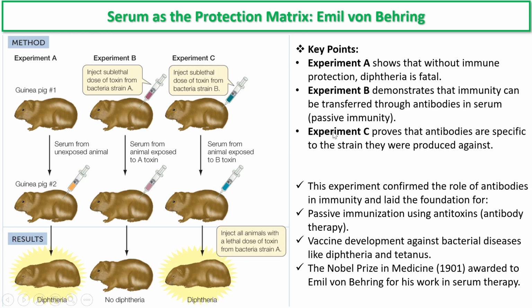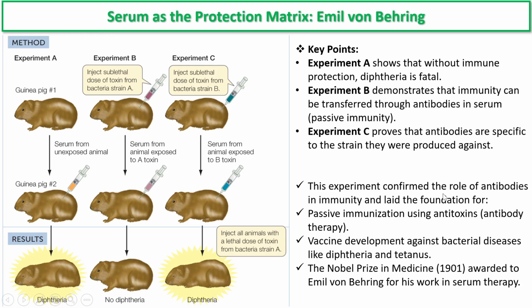Okay. Experiment C proves that antibodies are specific to the strain, because this guinea pig developed antibodies to toxin B. And when it is exposed to toxin A, its body is not ready to fight against that. So it dies here.